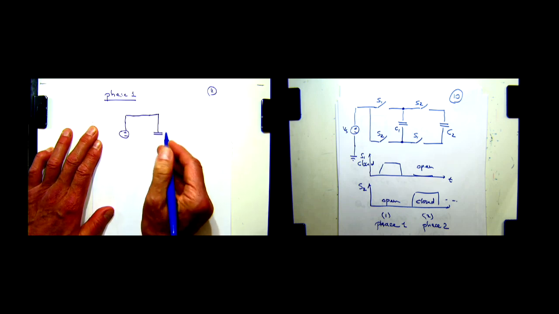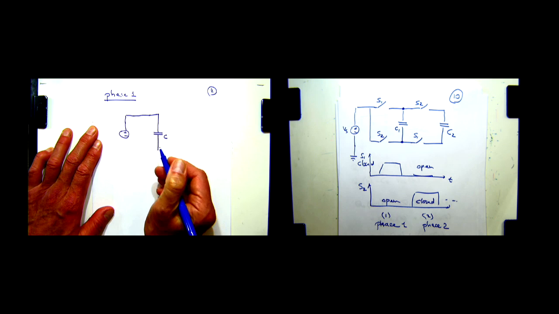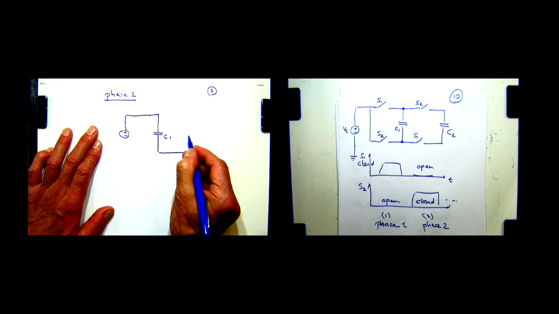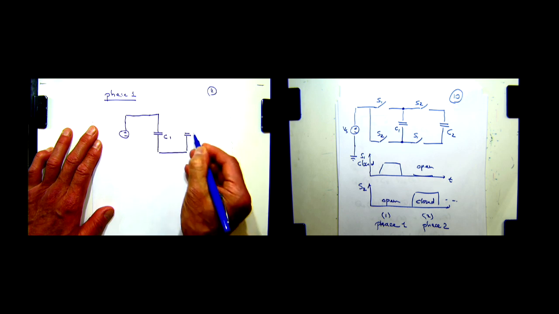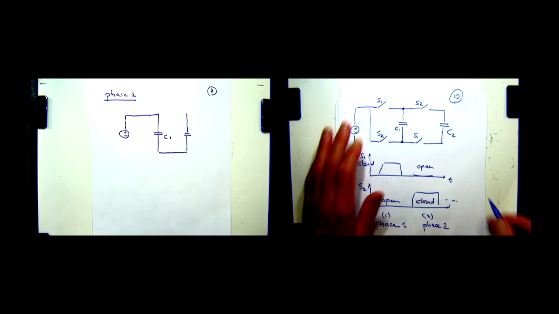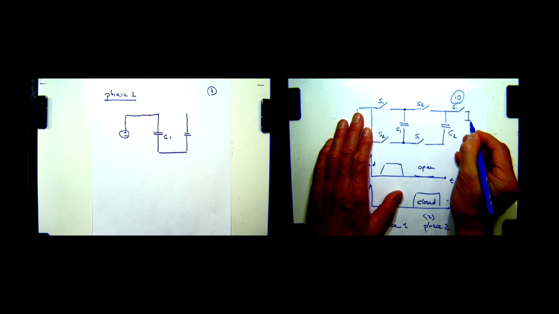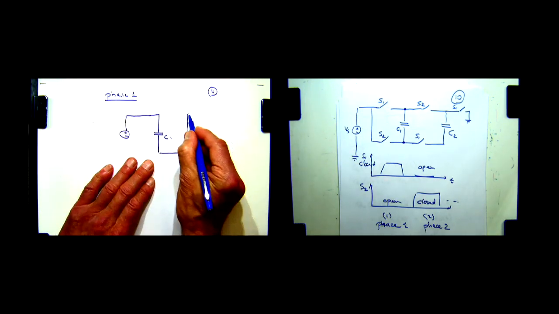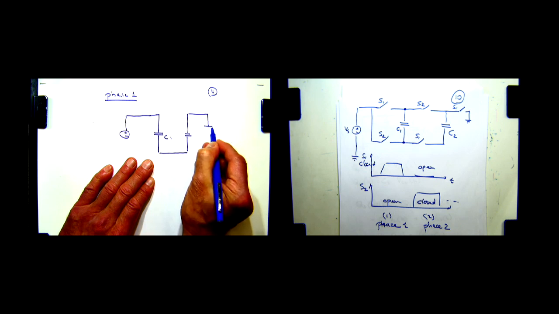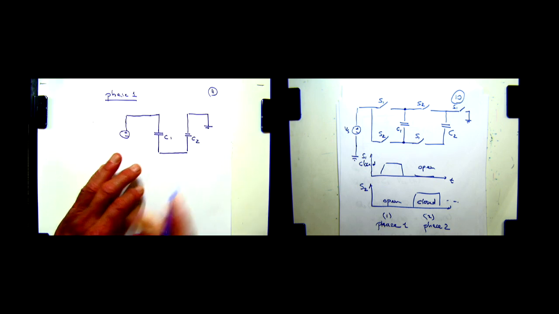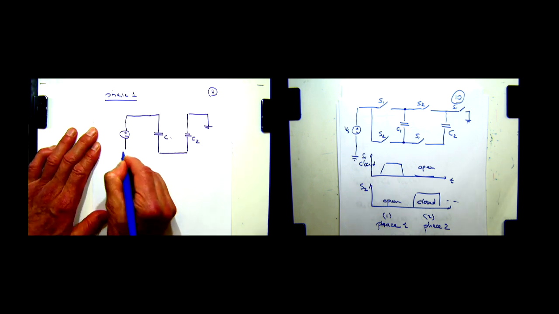Then here we get to capacitor C1. And we have another switch S1. Oh, I guess I need one more switch here. Okay. Another switch S1. C2. Okay. And then there is another ground node here.